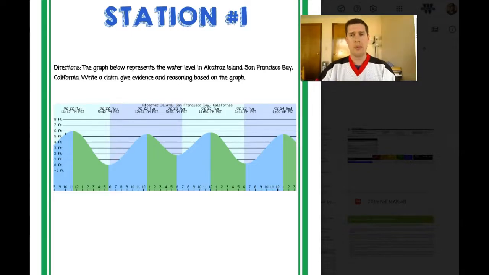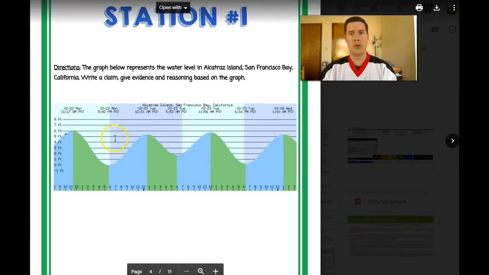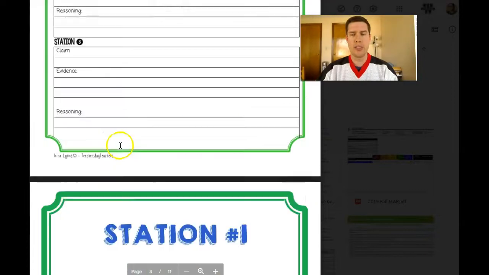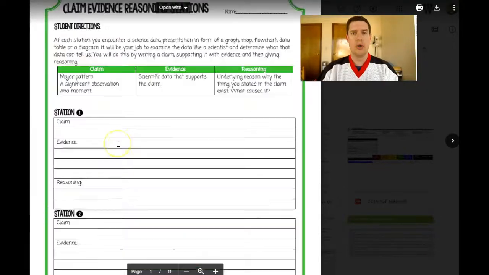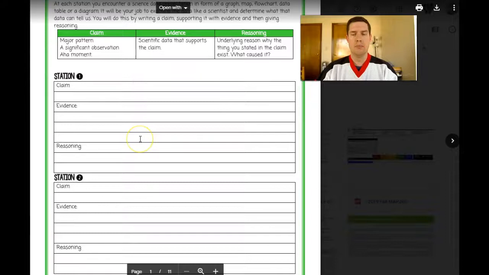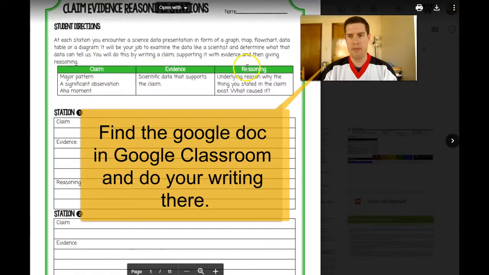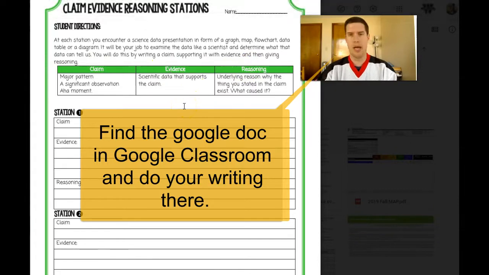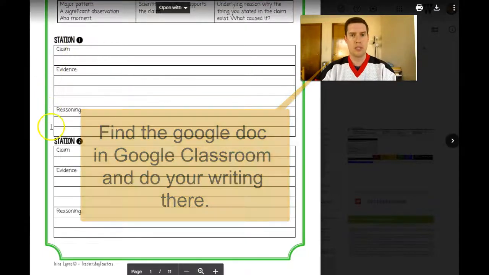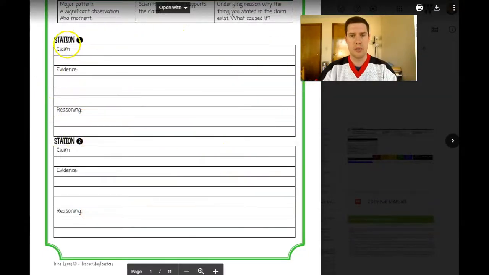So I thought I would give you an example by walking through your first claim evidence reasoning, or CER. So when you get this, you don't have to print it out. You can write your claim evidence and reasoning. You can type it out on a Google Doc, and then you can share that with me when you're done. But each station gets its own section for claim evidence and reasoning.